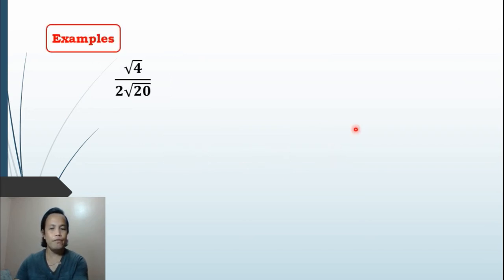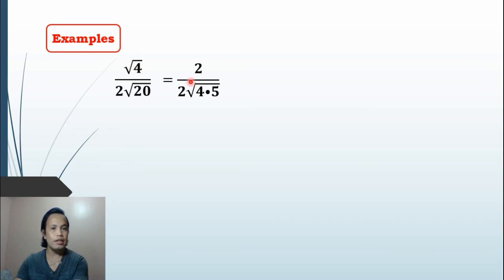Now let's proceed to our last example. For example, you are given this, which is already in fractional form: the square root of 4 over 2 square root of 20. Remember, 4 is a perfect square, so the square root of 4 is 2, and we can write this as 2.